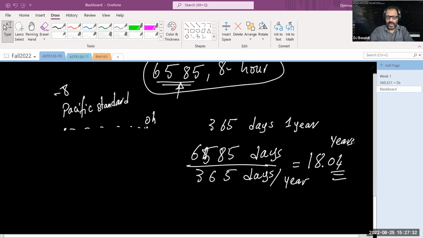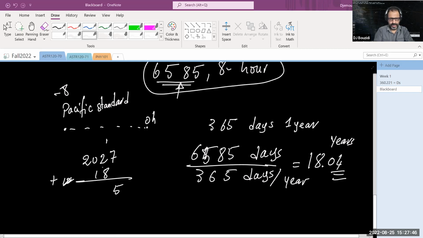So I start counting from 2027, and add 18 years to it. 8 plus 7, that's 15. 15 and, 1 plus 2 plus 1, that's 4. So the year is 2045. That's when it's going to happen. But that's not satisfactory. We really need to know exactly what day that is going to be.